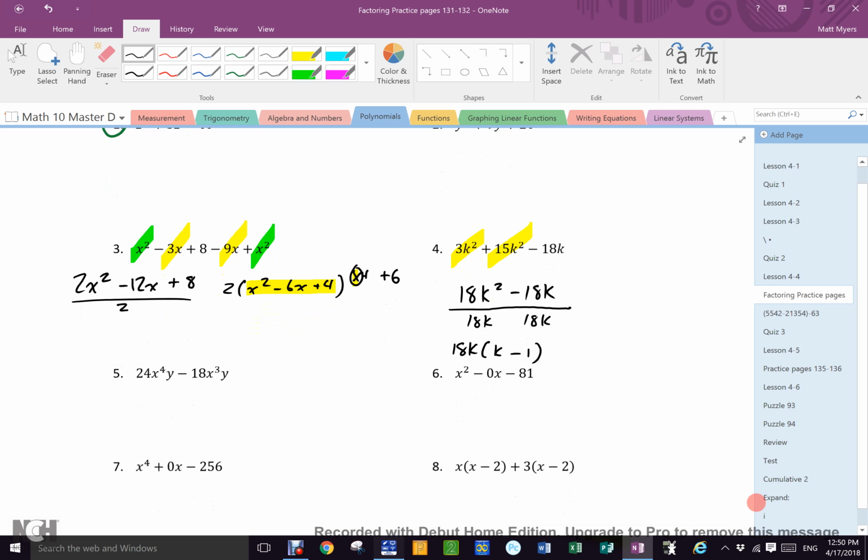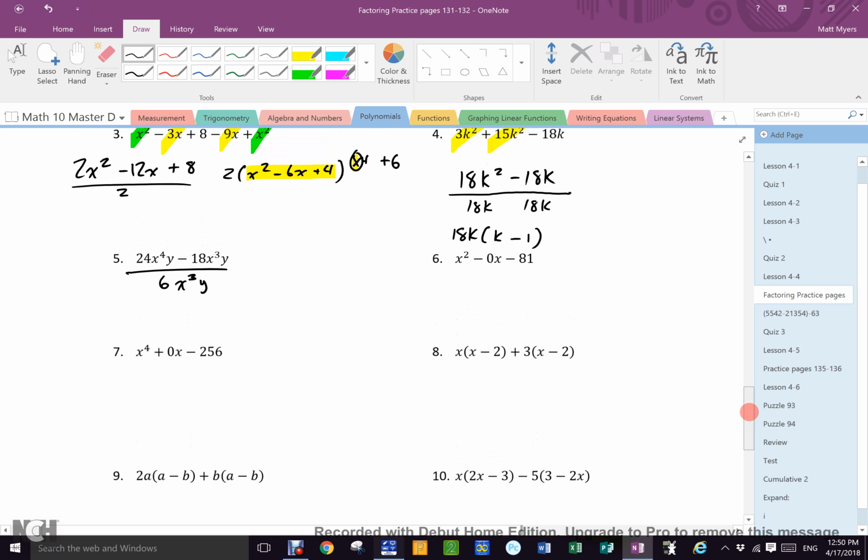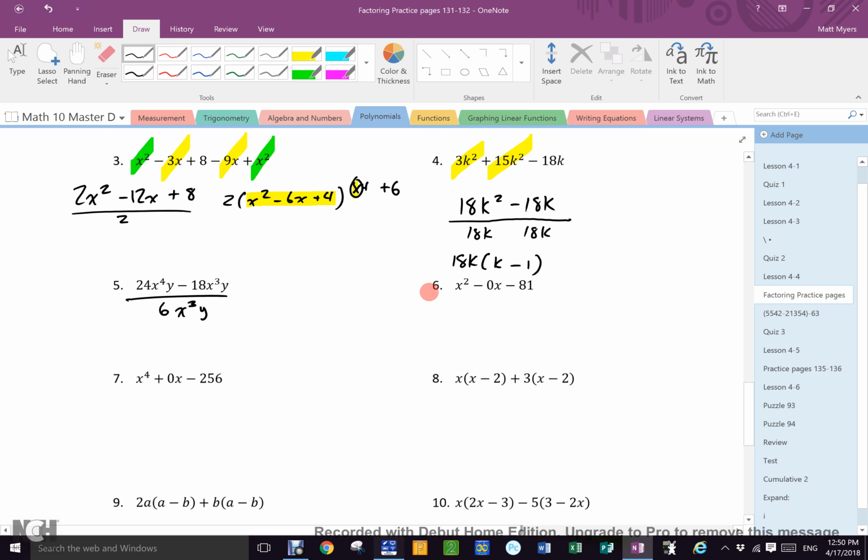Look at 5. Is it a trinomial? Nope, so it must be GCF, right? What is the GCF? 6x cubed y and a y. And then you already know how to finish that off, right? So I'm going to leave that alone and let you finish it. 6. Do you know how to deal with that? Yeah, 9. I've given you the shortcut, but even if you didn't have the shortcut, the way I've written it there, it's the multiply, right? I need numbers that multiply to 81 and add to 0. So everyone's okay with 6.